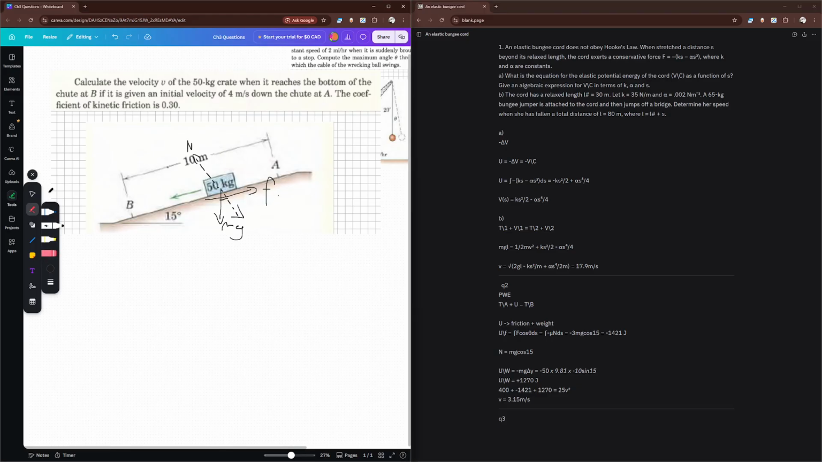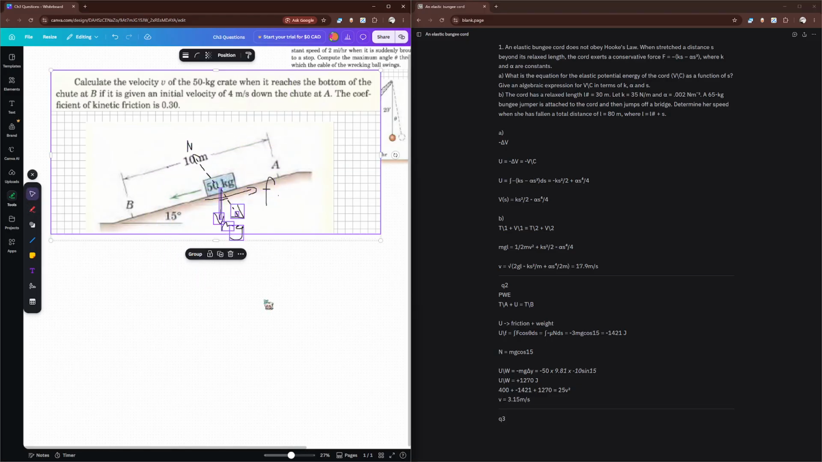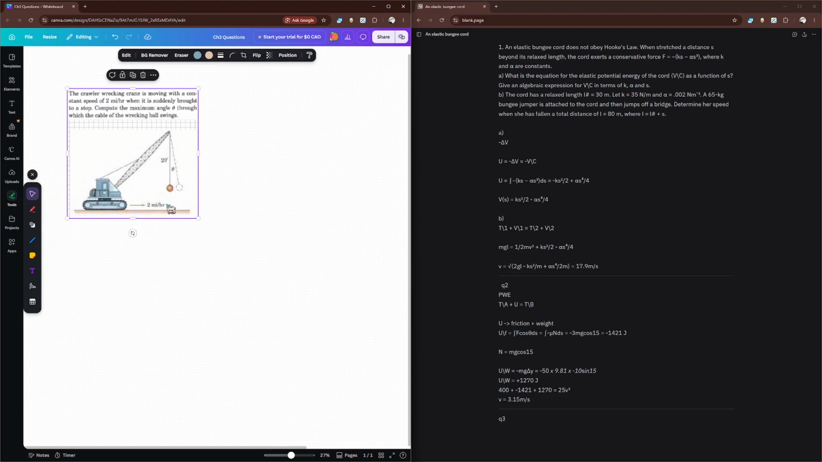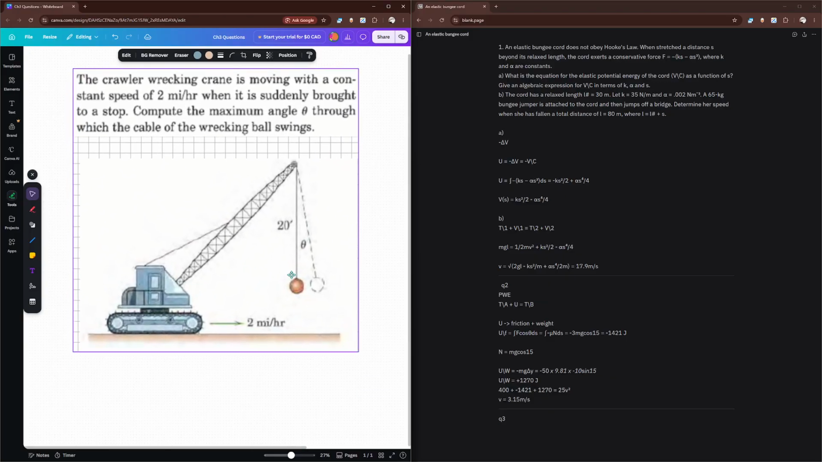Okay, so next question is this. The crawler moves at a constant speed of 2 miles an hour and is brought to a stop suddenly. Compute the maximum angle through which the cable of the wrecking ball swings, and this is 20 inches. So it's constant energy, and then it becomes 0 at the sudden stop.